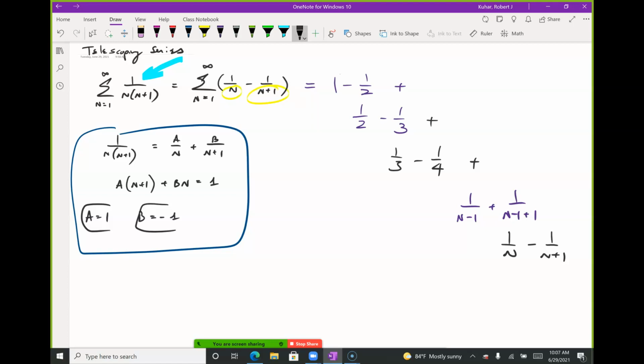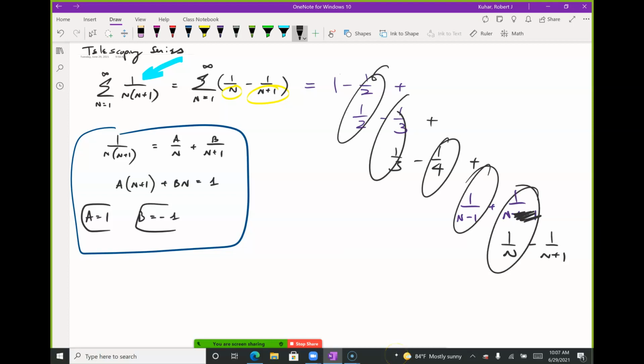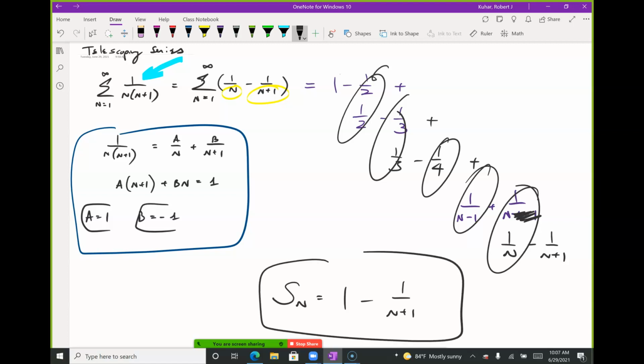And so what happens here, I get just the 1 over n here. And I know these two are going to cancel, and these two are going to cancel, and these two are going to cancel, and these two are going to cancel, and these two are going to cancel. And now I have my partial sum. S sub n is 1 minus 1 over n plus 1. There's my partial sum, telescoping. Grab the first piece, everything in the middle dropped, grab the last piece.